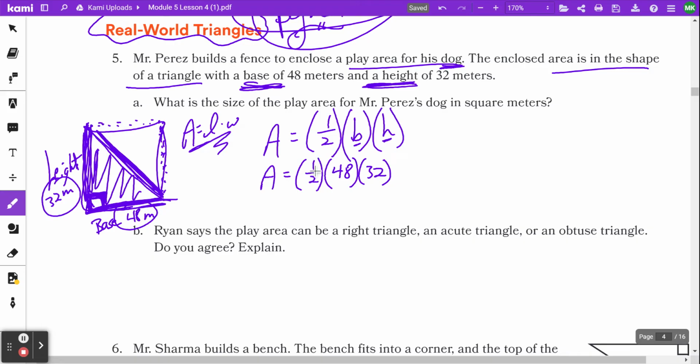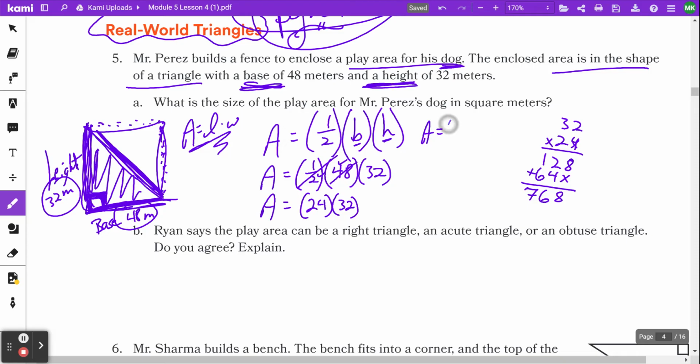Now I can mess around a little bit here. I can multiply these two first if I want. So area now is half of the 48, which is 24, and then multiply that by the 32. So I have a little 32, I have a little 24 off on the side. I'll have some fun over there. There's a little 12, there's a 4, there's a 6. I have an 8, a 6, and a 7. So 768 meters, measured in square units. So 768 square meters is the play area for this dog.